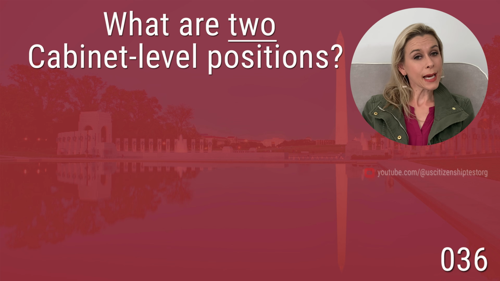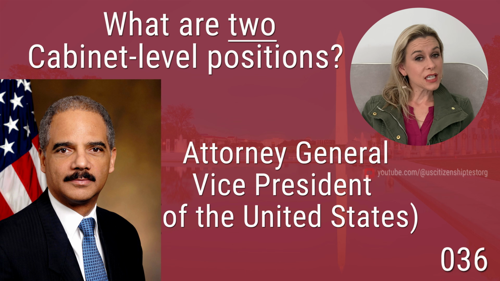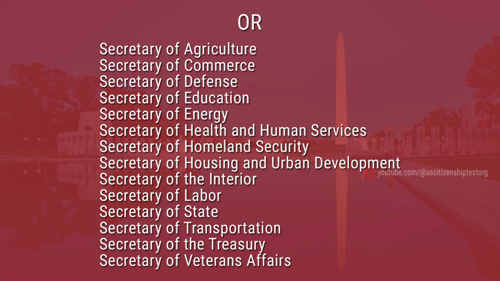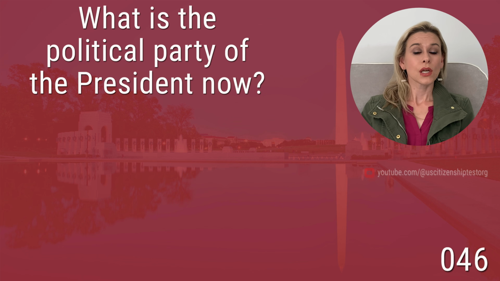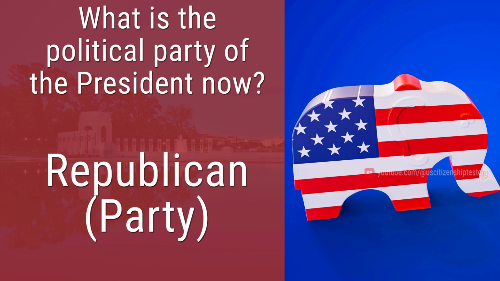What are 2 cabinet-level positions? Attorney General, and Vice President. What is the political party of the president now? Republican.